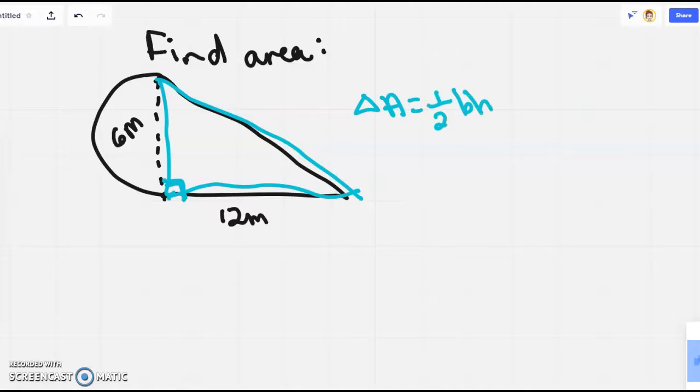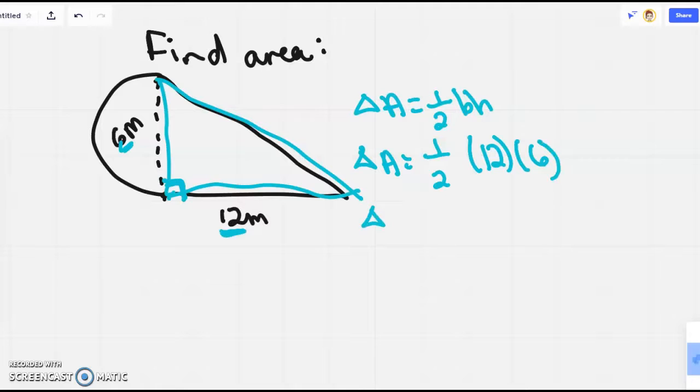So we're going to do just the triangle first. So area of our triangle is 1/2 times, what is the base of the triangle? 12, because it's the bottom. And it's also the one that has the 90-degree angle with it. So 12 times what is the height of our triangle? 6. Because 6 is that whole dotted line, we just do that part. So what is 1/2 times 12 times 6? 36. So we have the area of our triangle.